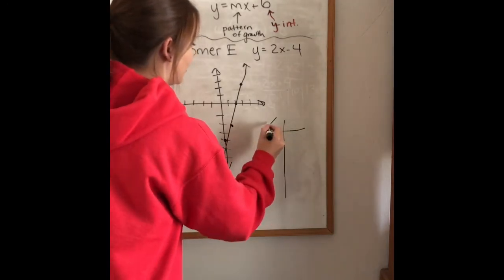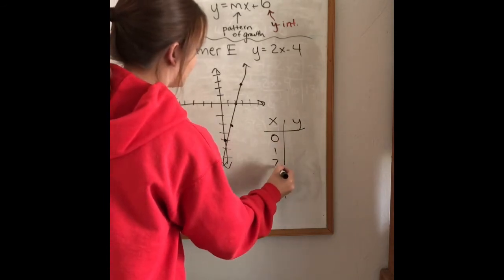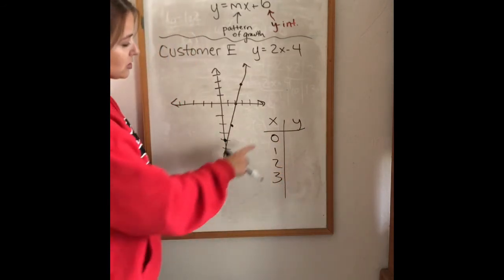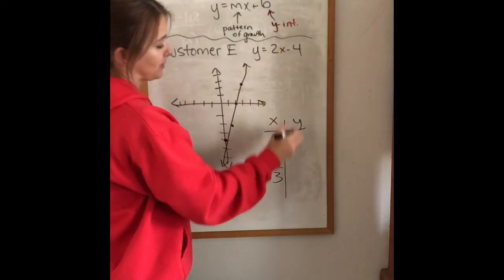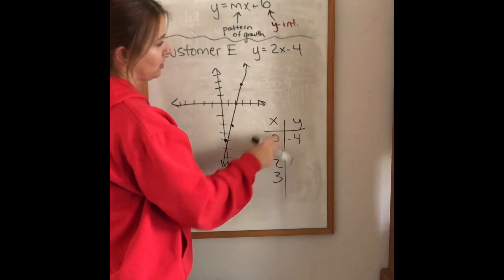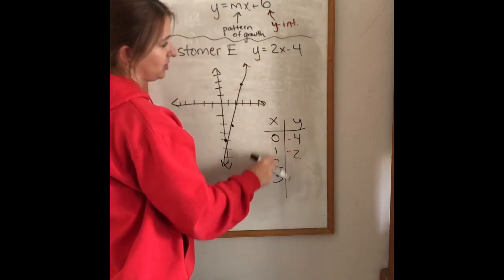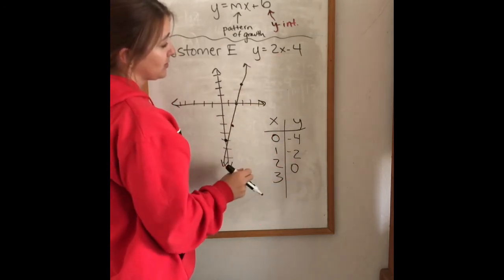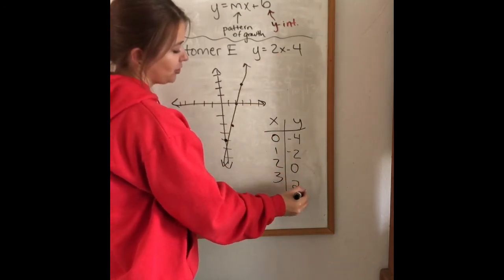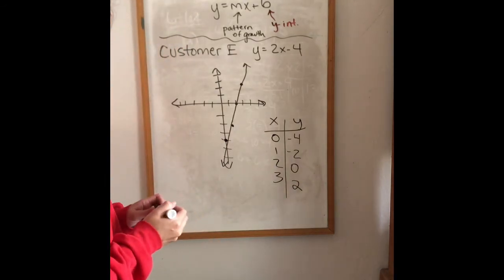All right, let's make a table. I just did the same points as last time. I did 0, 1, 2, 3 for my x. So let's plug in 0 for x. 2 times 0 is 0, so that means y equals negative 4. 1 times 2 is 2, minus 4 is a negative 2. 2 times 2 is 4, 4 minus 4 is 0. 3 times 2 is 6, 6 minus 4 is 2. So it is going by 2's. That is customer E.